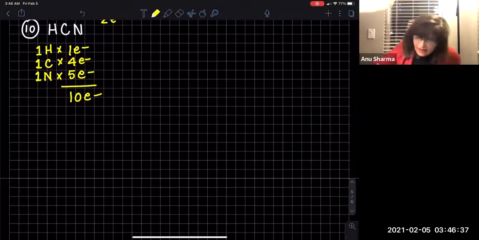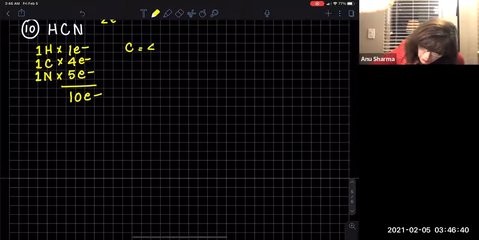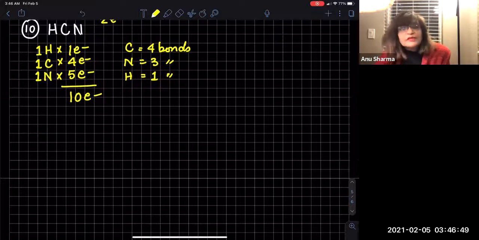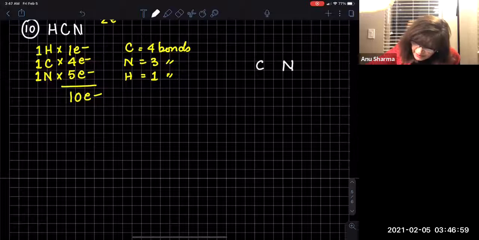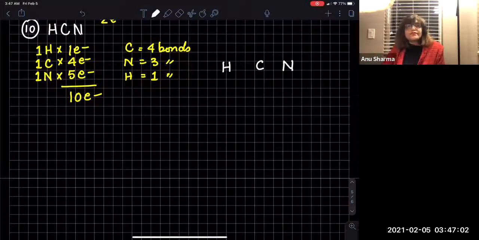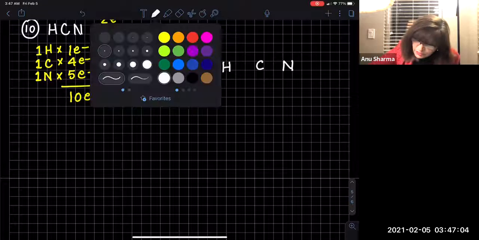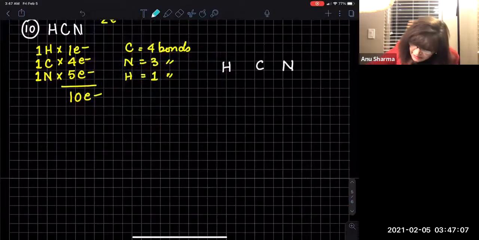We see that carbon makes 4 bonds, nitrogen makes 3 bonds, and hydrogen only makes 1 bond. So hydrogen is never going to be in the middle. Now we put carbon in the middle, nitrogen here, and hydrogen here. Next, you connect them with single bonds: 1 and 2.